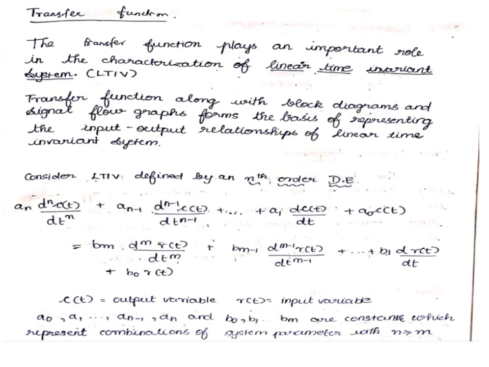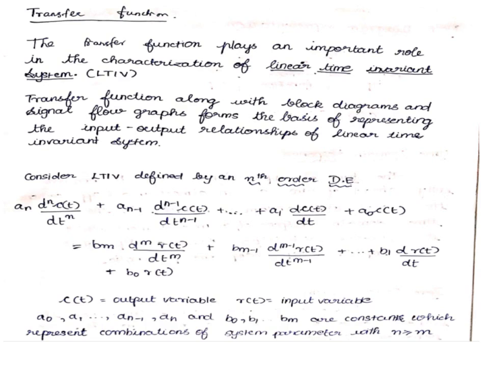An LTI system will be defined by an nth order differential equation. The differential equation is given here. a n minus 1 up to a naught are going to be the coefficients, and similarly b naught up to b m are constants, which represent a combination of system parameters. c of t is going to be the output variable and r of t. You can see here that c of t is connected with the left side of the equation and r of t is connected with the right side of the equation.